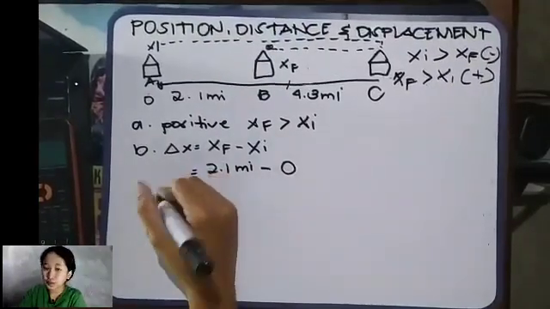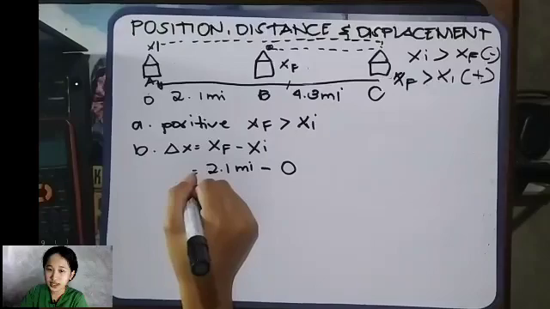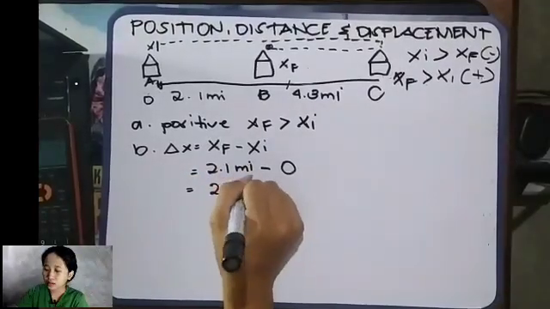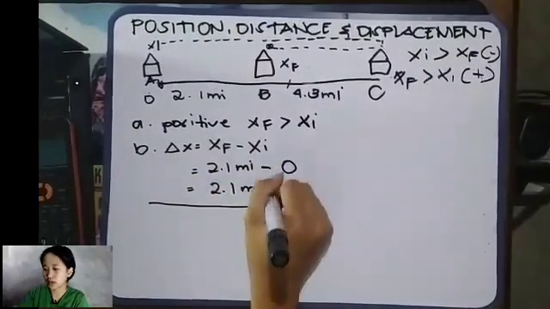So, ang displacement natin is 2.1 miles. So, yan na yung sagot sa B.